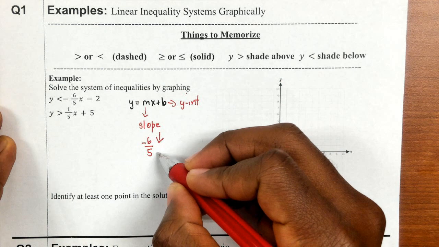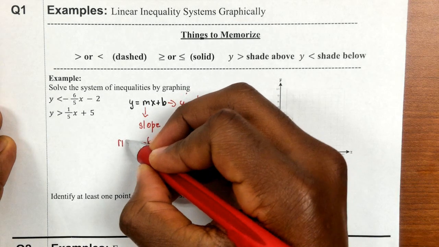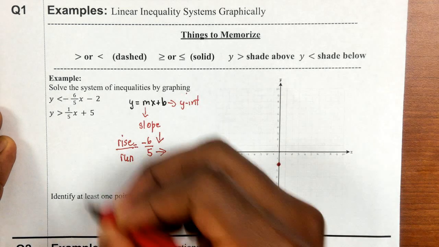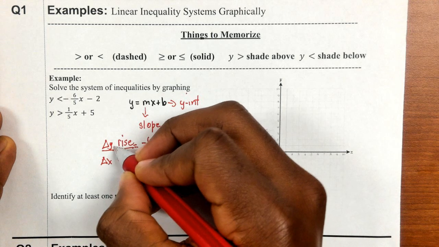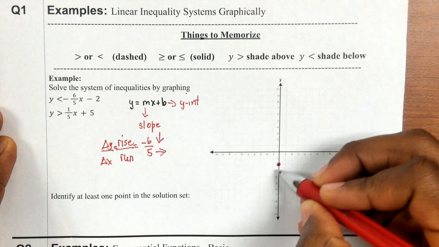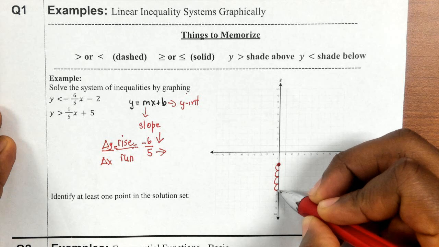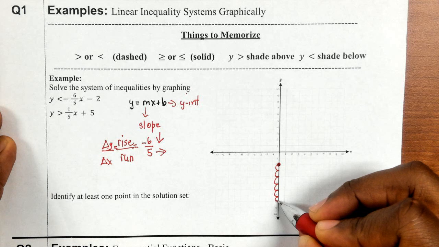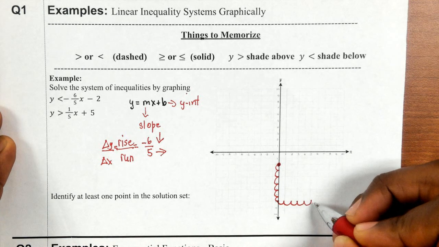That -6 helps us to understand that you're going down. And then that 5 means you're going to the right 5 times, because you're using the form rise over run, which is the change in y over the change in x. So I'm going to go down 1, 2, 3, 4, 5, 6 times from my y-intercept, and then I'm going to go to the right 1, 2, 3, 4, 5 times.